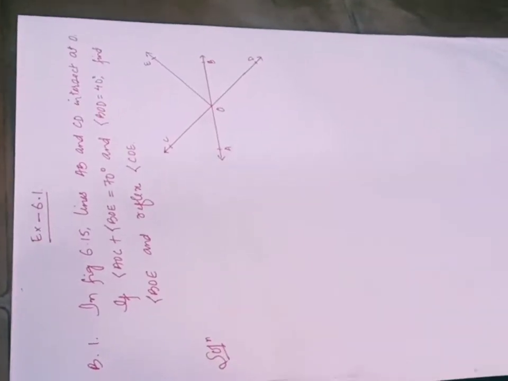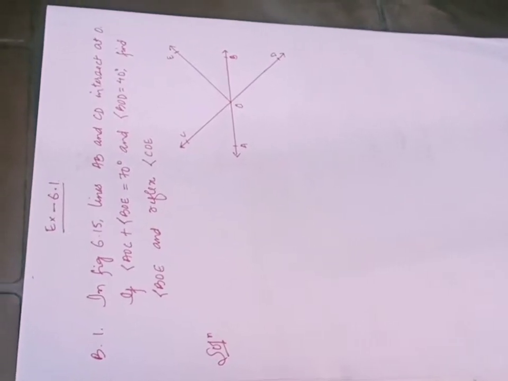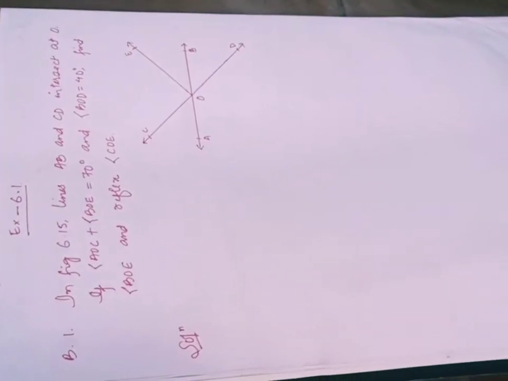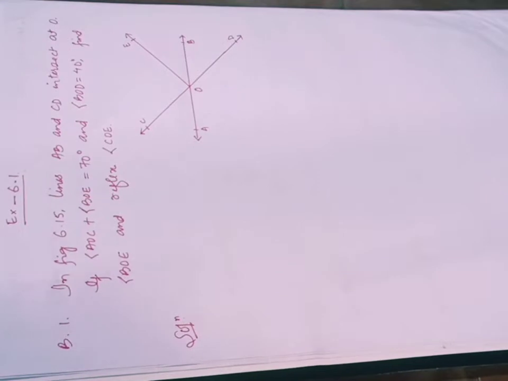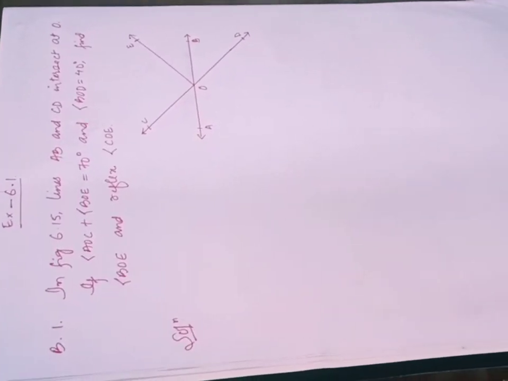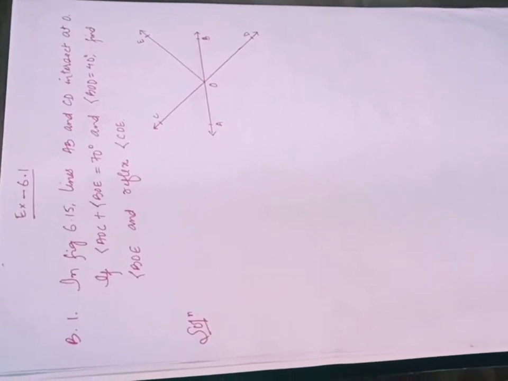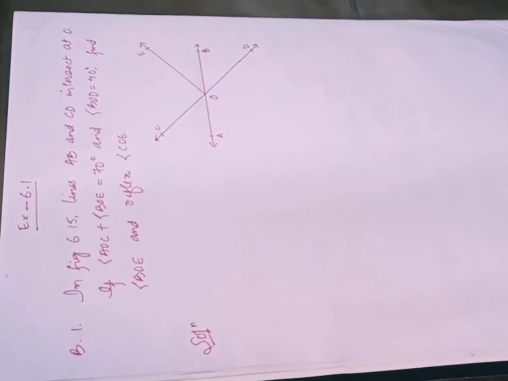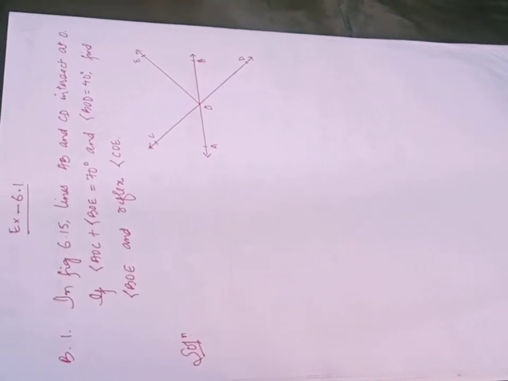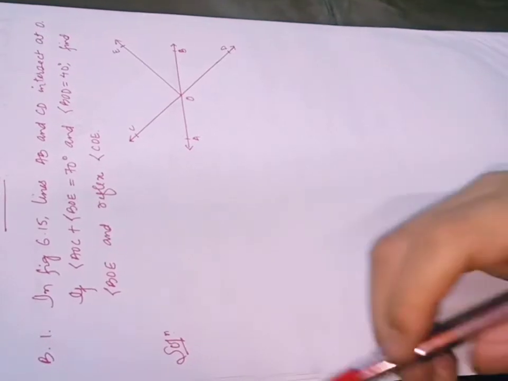Okay, students, in the last class I gave you a brief introduction to lines and angles, and I also already discussed vertically opposite angles and linear pairs, right? So today I'll be solving the exercise, that is exercise 6.1. Alright, so let's take a look at question number 1.